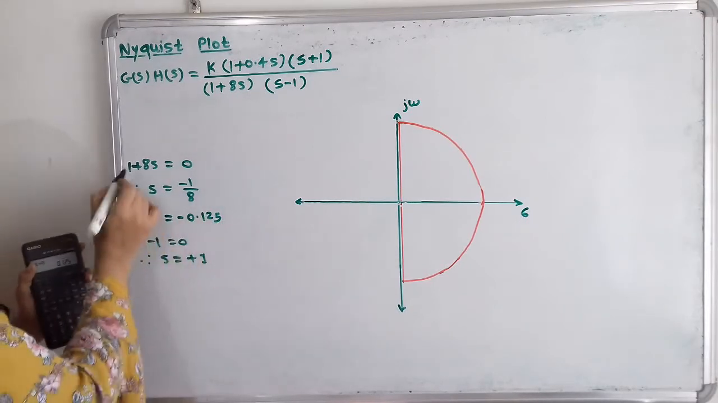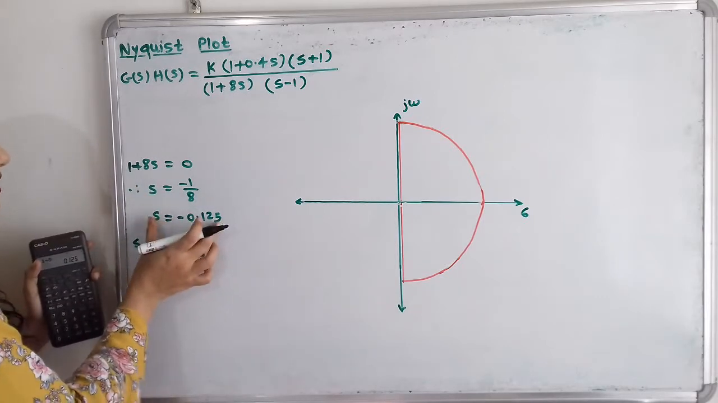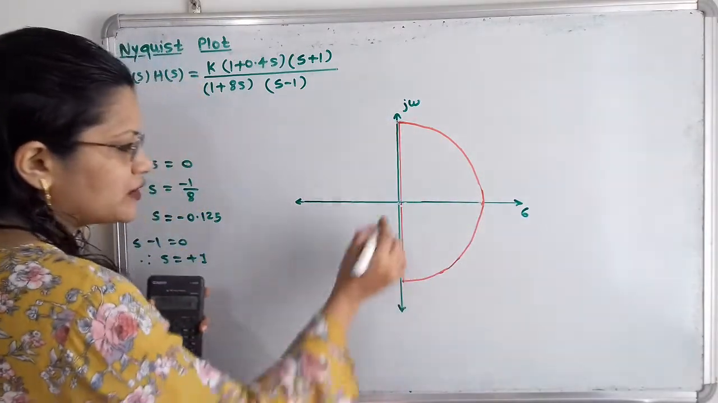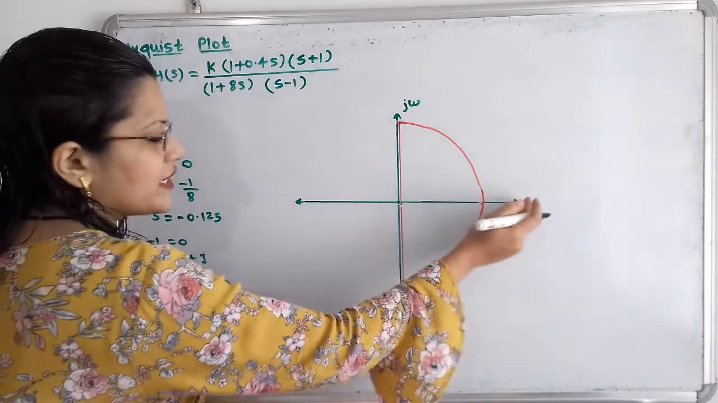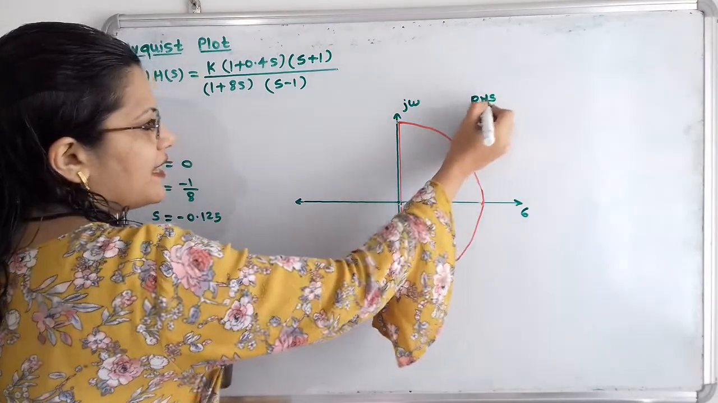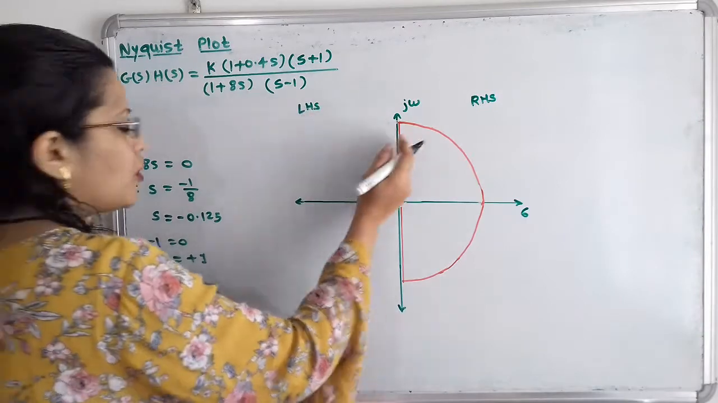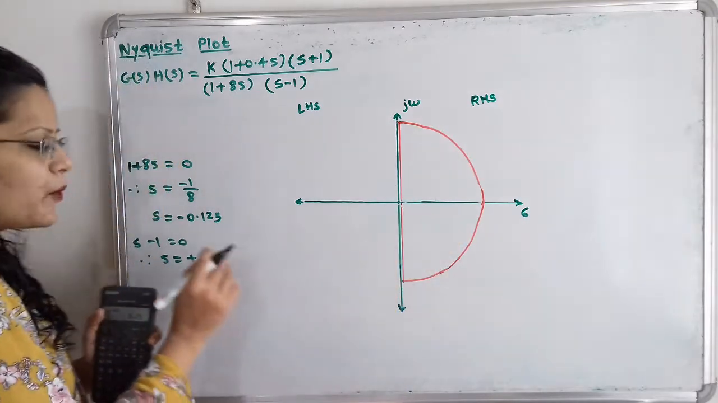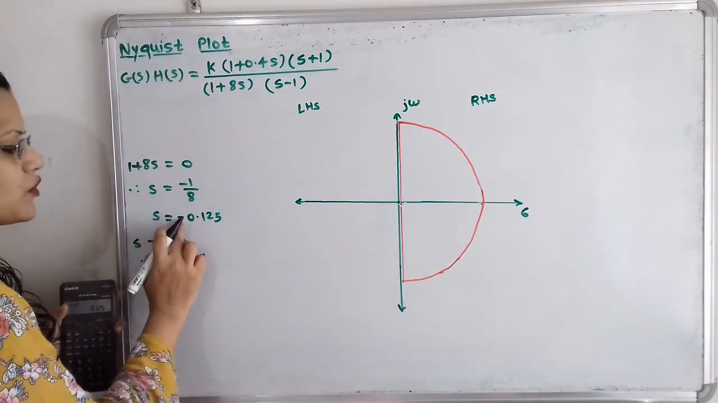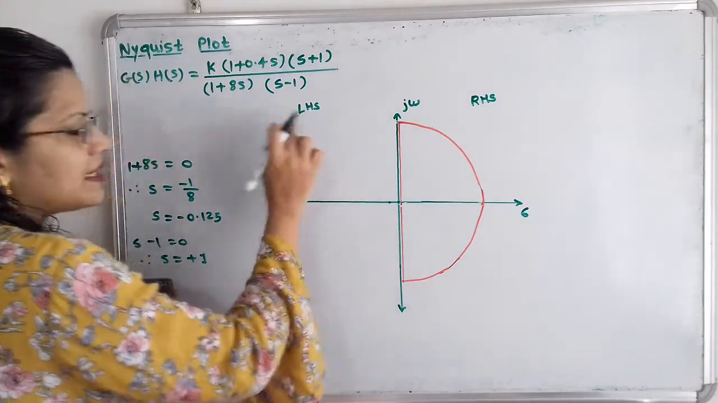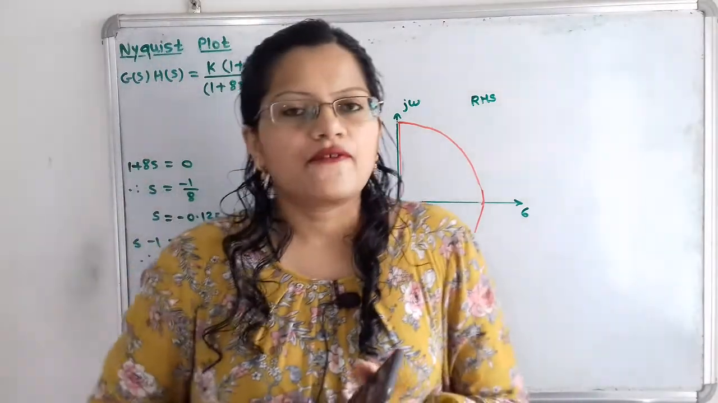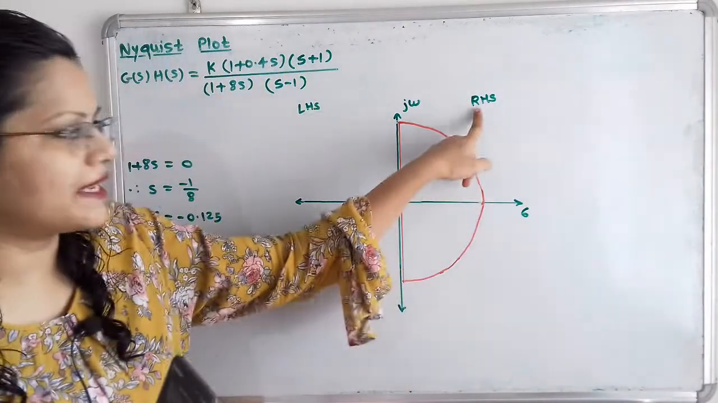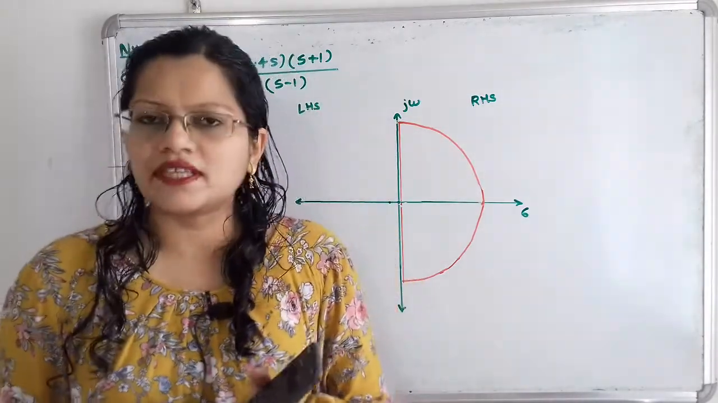Therefore s is equal to plus 1. Now if we observe, this first pole is having a negative sign. So here this is the real axis, this is the imaginary axis, and here is the origin. This is the right hand side and this is the left hand side. On the right hand side, we have to take s is equal to plus 1. So here is the open loop pole, and s is equal to minus 0.125 is on the left hand side. We know that whenever any open loop pole is on the right hand side of the s plane, we can say that the system is unstable.